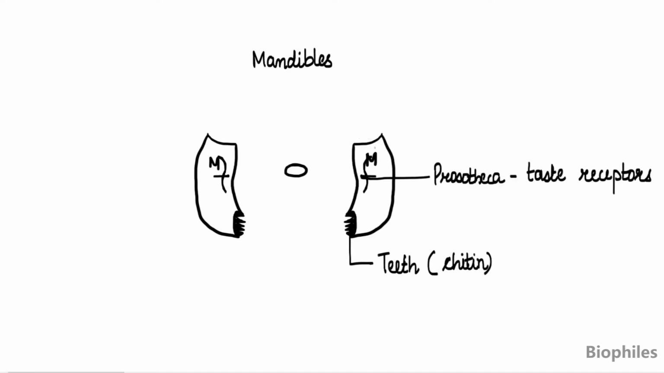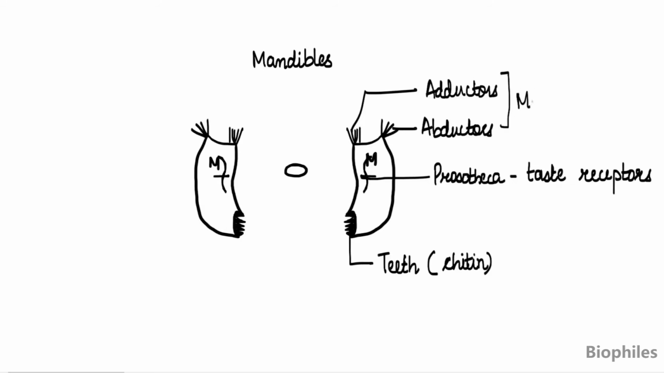To attach to the gena, the mandibles have two different types of muscles. The first muscles which are present towards the mouth, they are called the adductor muscles, and the ones which are present outside the mouth or towards the outside, they are called the abductor muscles. Now, what is the function of both these muscles? They are going to help in biting the food. So these teeth, they are going to help in mastication.